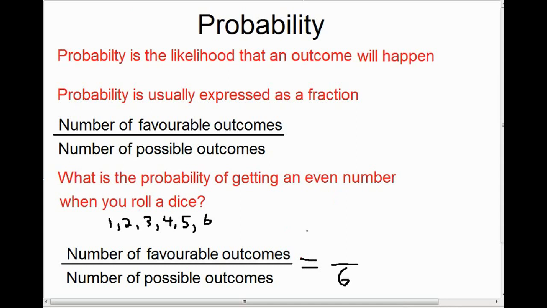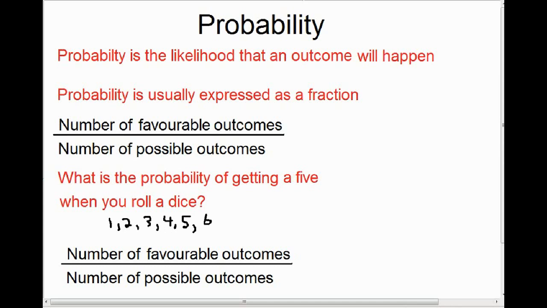Now, our favorable outcome here is we want to get an even number. So if we look at all of our outcomes here, and this is why it's nice to list all of the possible outcomes, I can see that there are 1, 2, 3 even numbers. So the favorable outcomes that we have here is 3. Because there are 3 even numbers on a dice out of 6 possible numbers that we could get. So the probability of getting an even number when we roll a dice is 3 out of 6. Now, just like with any question involving fractions, our final answer has to be in simplest form. When we reduce that to simplest form, we get 1 out of 2. So the probability of getting an even number when we roll a dice is 1 out of 2.